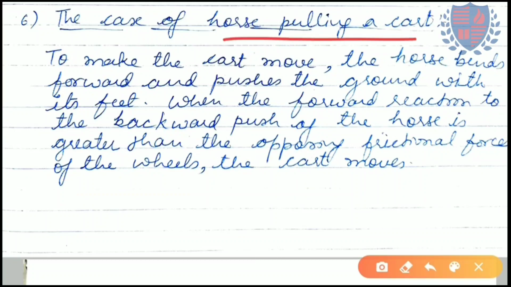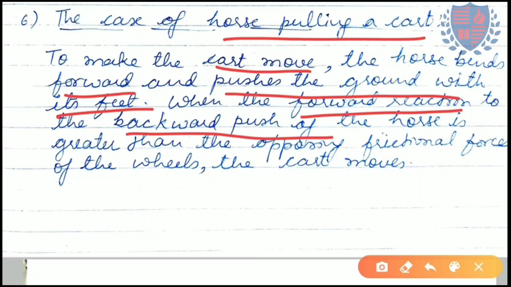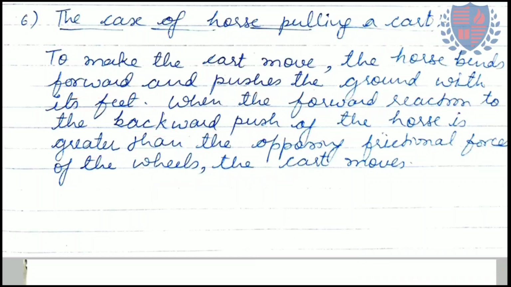Next is the case of a horse pulling a cart. To make the cart move, the horse bends forward. When the horse is simply standing, that means the forces are balanced. So to make the force greater to pull the cart, the horse bends forward and pushes the ground with its feet. When the forward reaction to the backward push of the horse is greater, then only the opposing frictional force of the wheels is overcome and the cart moves.